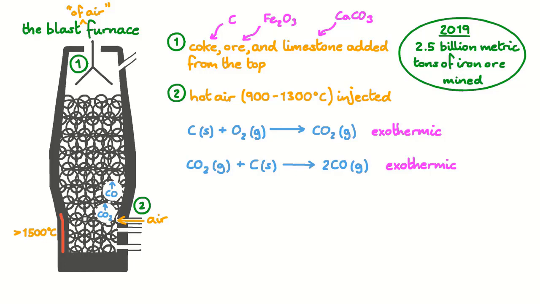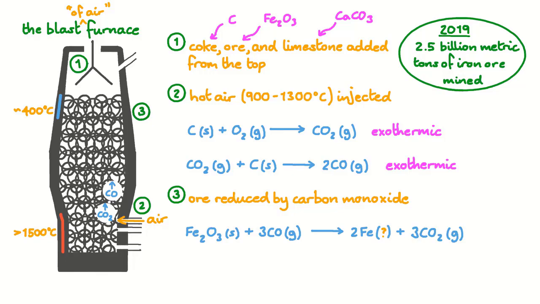The carbon monoxide rises up the blast furnace to do the most important job, reducing our iron oxide. The carbon monoxide reacts with the iron ore from the top and as it falls down the blast furnace. Iron 3 oxide will react with carbon monoxide to produce iron and carbon dioxide. The iron produced at the top is solid because it's not hot enough to melt, but when it gets to the bottom, it definitely will melt. So we can consider the overall equation to be the one that produces liquid iron.